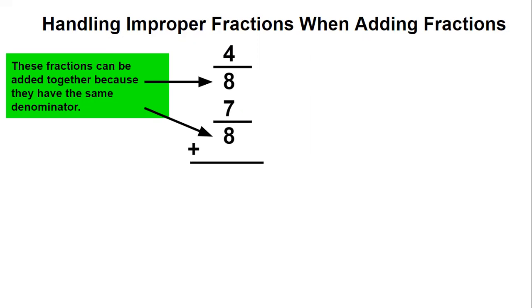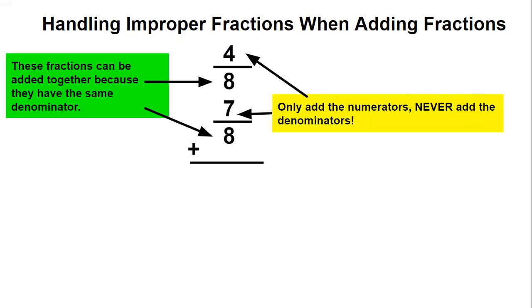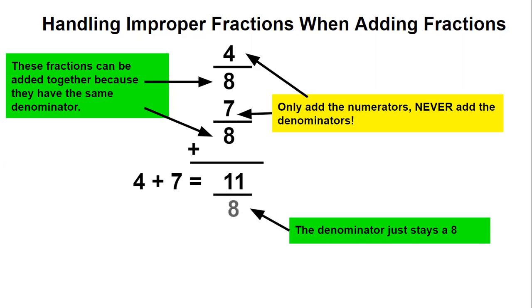So we're going to add the top numbers, just add the numerators. So let's add 7 plus 4, or 4 plus 7. What does that give you? Yes, 11. And what's my bottom number? 8, right? Just stays an 8.